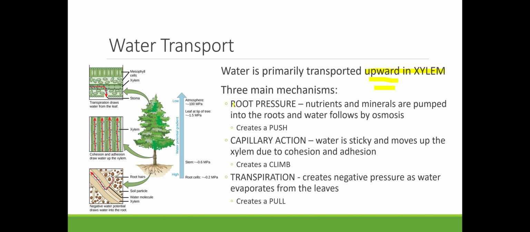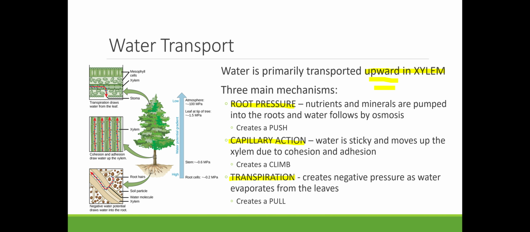So we have three mechanisms that are going to help move water upward. And if you think about it, defying gravity is not an easy task. We have to get water and nutrients from the roots all the way up to the very top of a tall tree, or all the way to the top of the plant. And so it's not always easy to move upward because you're going against that gravitational pull.